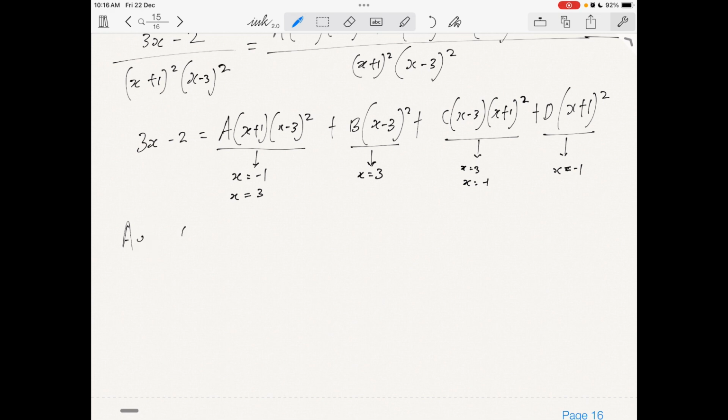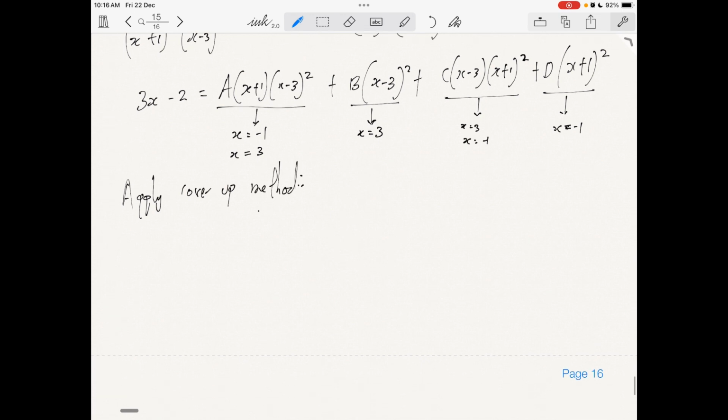So let's apply cover-up method. Now let us put x to be -1.